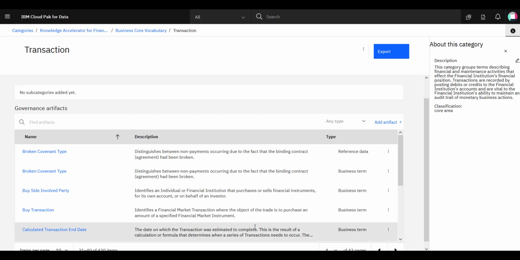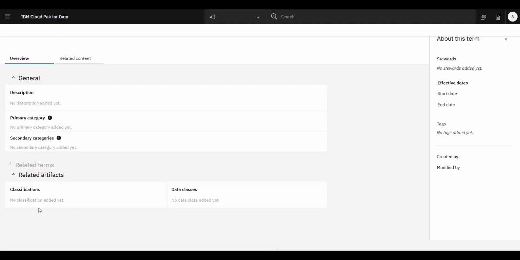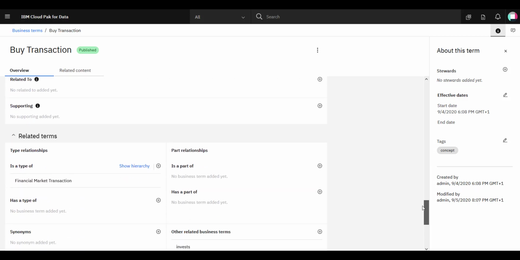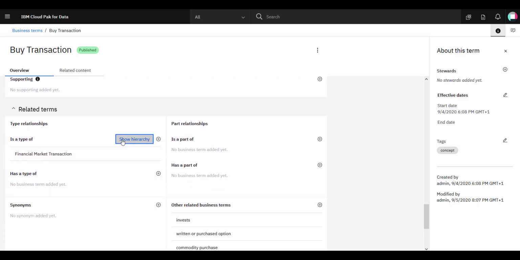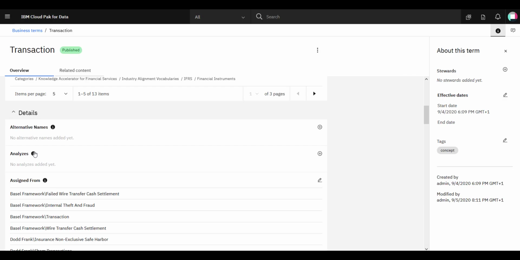If we want to explore the terms in more detail, we select them to open their properties. For example, if we select the buy transaction, we can view its family hierarchy and see that it is a specialization of financial market transaction, which itself is a type of accounting transaction under transaction. Transaction is the top of this hierarchy. Let's look at the characteristics of the transaction term.